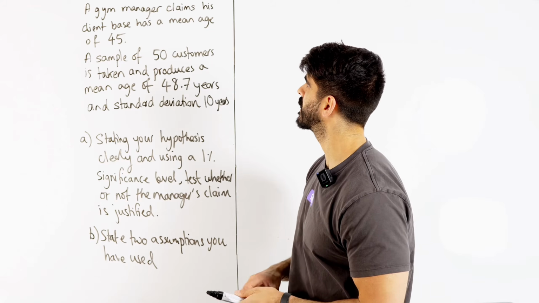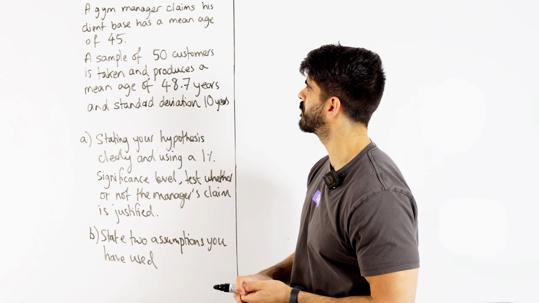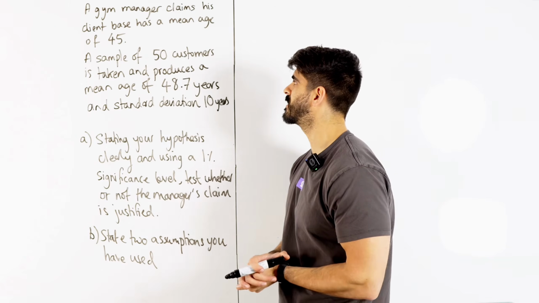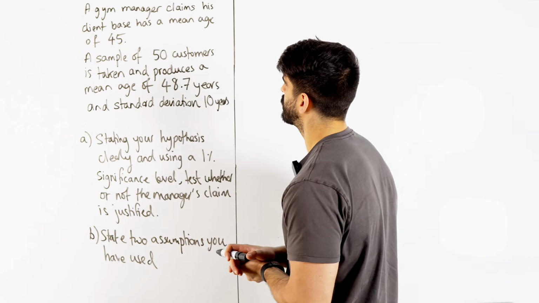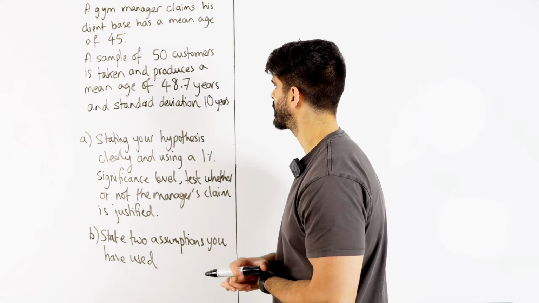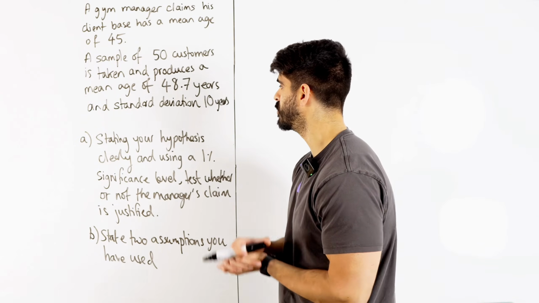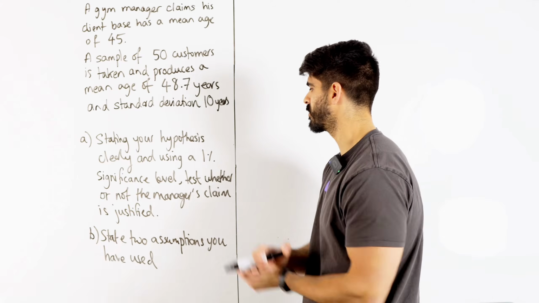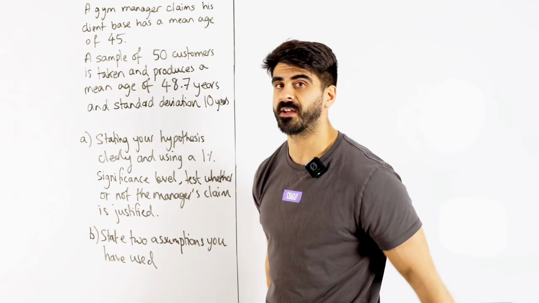It says a gym manager claims his client base has a mean age of 45. A sample of 50 customers is taken and produces a mean age of 48.7 years and standard deviation 10 years. Stating your hypothesis clearly and using a 1% significance level, test whether or not the manager's claim is justified.